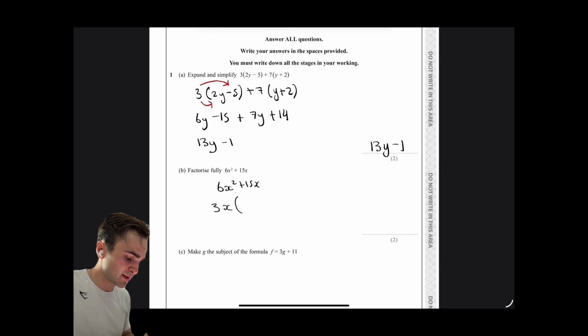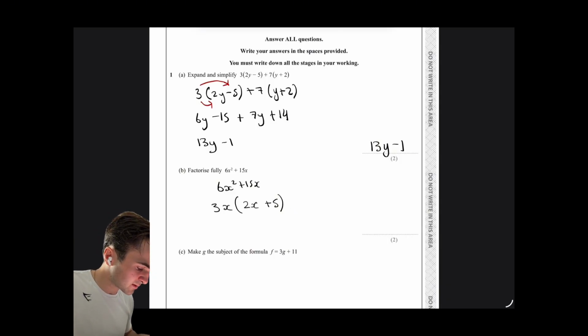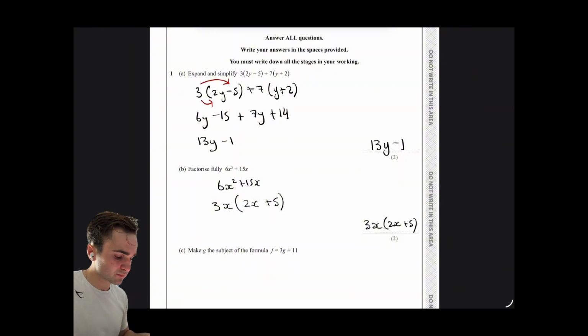So the first term is going to be our 6x squared. So 3x times what equals 6x squared? 2x. 3x times 2x is 6x squared. 3x times what equals 15x? 3x times positive 5 equals 15x. So the answer is 3x(2x plus 5).